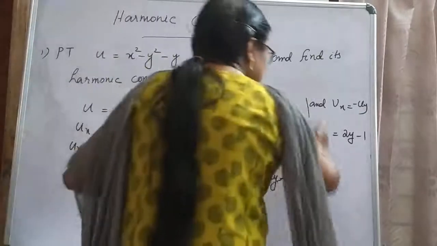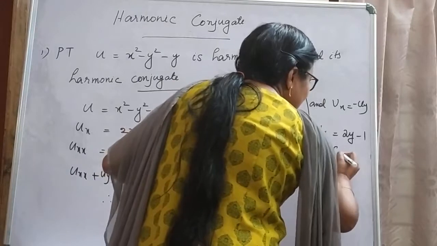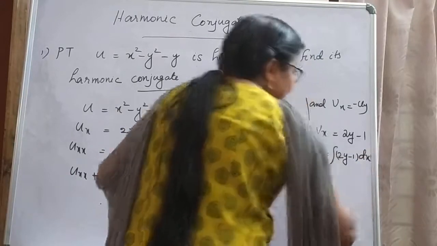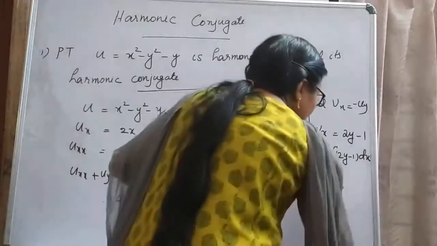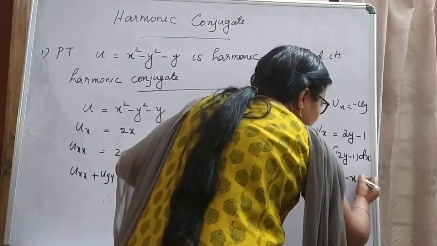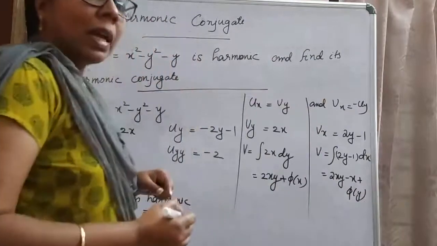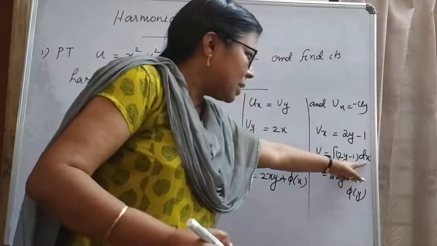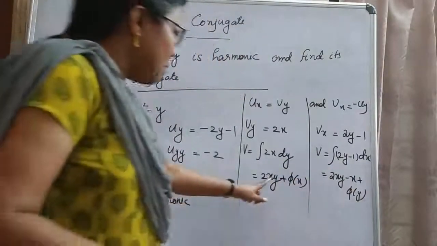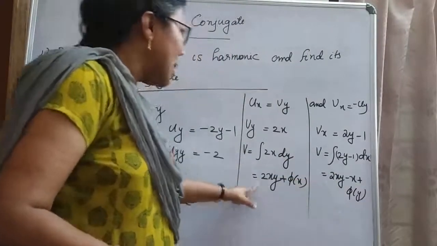Then, here, v should be obtained by integrating with respect to x. The integral of 2y minus 1 with respect to x is equal to 2xy minus x plus another constant, which will be phi of y. By integrating with respect to x, the constant will be a function of y, that is phi of y. Then by comparing these two v, we obtain the final harmonic conjugate v.